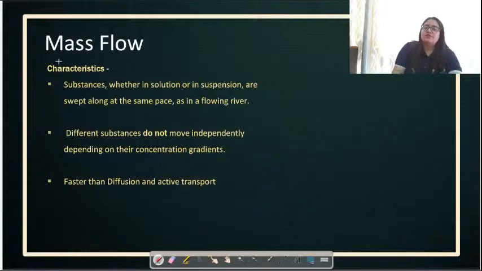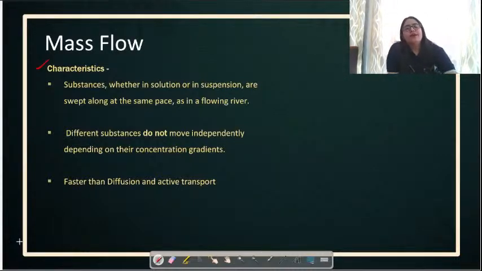Now, let me continue this concept of mass flow, where I would love to discuss the characteristics of a mass flow. So we will talk about what the characteristics of mass flow are, as well as the characteristics possessed by the substances that use mass flow or bulk flow as a medium of transport.